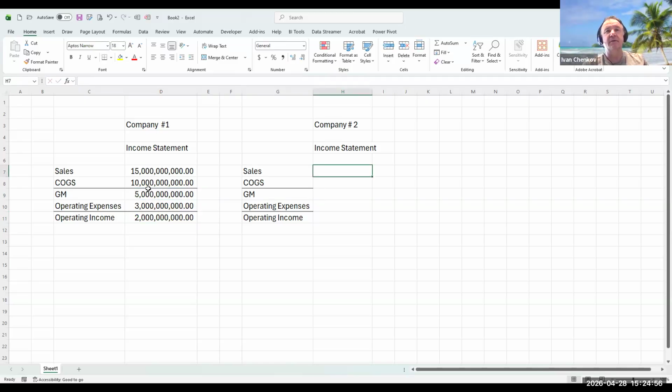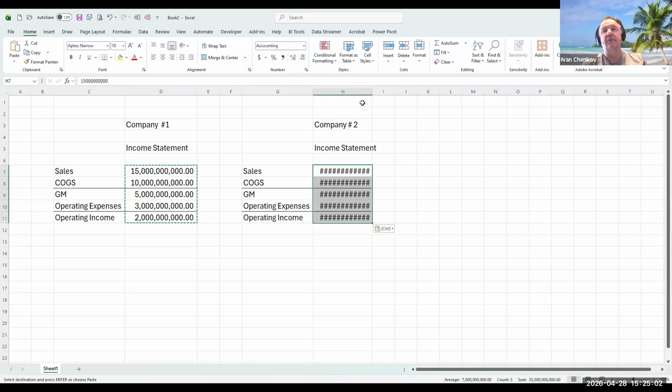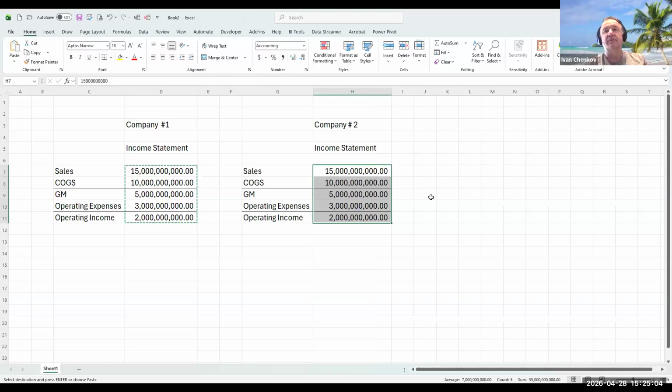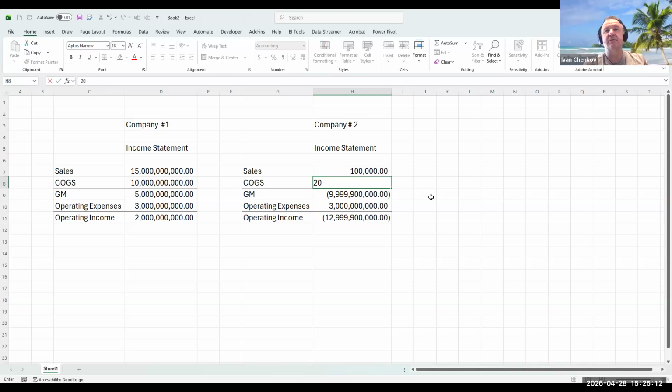The next one is going to be way more simple. Let's copy this one. The next company will be very simple. It's going to have $100,000 in sales. Cost of goods sold will be 20,000, and then 10,000 in operating expenses. And $70,000 is the operating income.